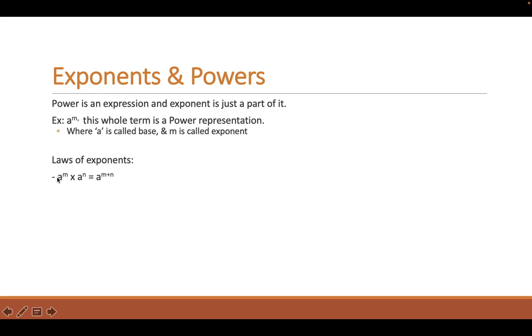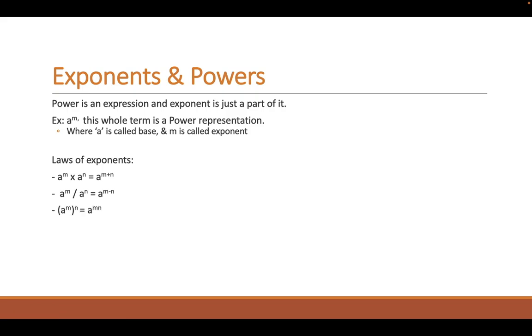This is just a bullet point. Don't confuse it with the negative sign. So a to the power m multiplied by a to the power n equal to a to the power m plus n. Next, similarly, a to the power m divided by a to the power n equal to a to the power m minus n. So when it is multiplied, the exponents get added because the base is same. And when the base is same and it's divided, then the exponents are going to be subtracted.